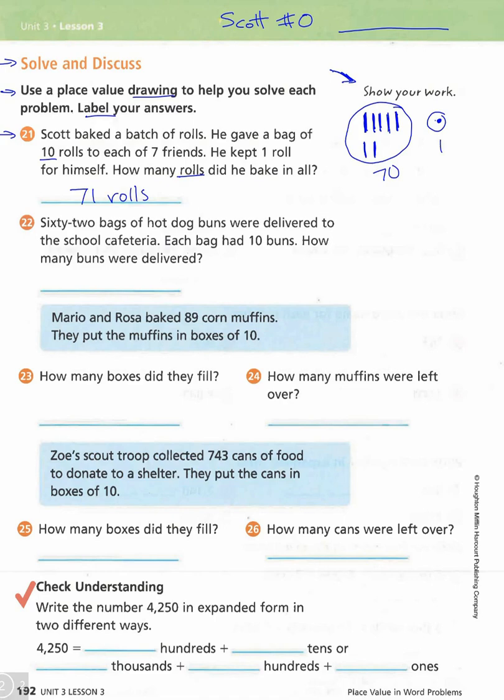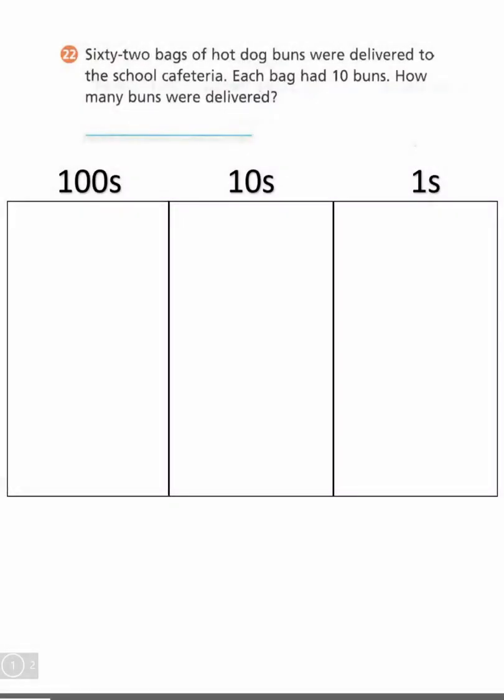All right. So now we're going to look at number 22. And for this problem, I actually am going to flip over to a little whiteboard thing that I've made to work this out, and then we'll come back to this page. So I'm on my work page now, and again, we're looking at problem number 22, and it says 62 bags of hot dog buns were delivered to the school cafeteria. So that's important, 62 bags. And right here it says each bag had 10 buns. So how many buns were delivered? So 62 bags, and each bag had 10.